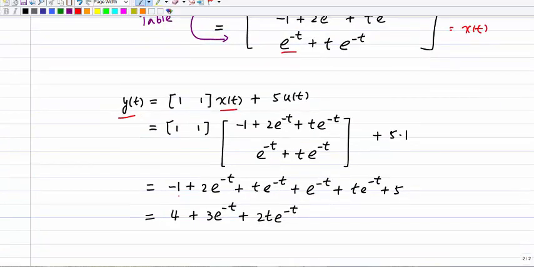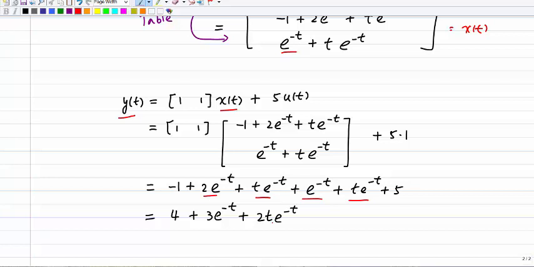Once we do the computation, we have the terms with e to the negative t and t e to the negative t, plus 5. We can combine them: the constants give 4, the e to the negative t terms combine together to be 3 e to the negative t, and this guy is 2t e to the negative t. So that's my y(t).